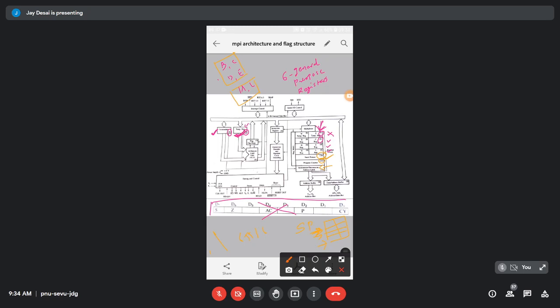Incrementer or decrementer address latch. See, this you may not find in your local book, but it is given in the reference book and you have to draw it.